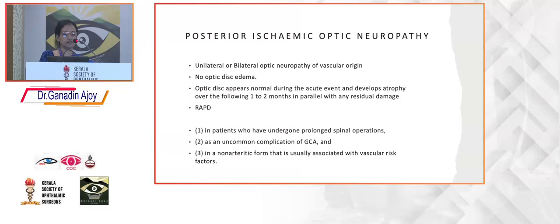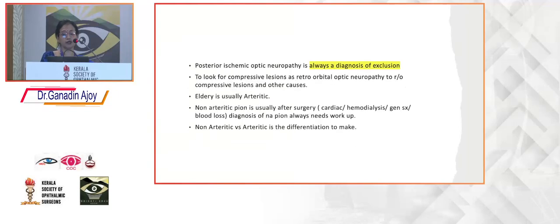Coming to posterior ischemic optic neuropathy, a unilateral or bilateral neuropathy of vascular origin, there is no disc edema, the disc appears normal, and RAPD is present. It occurs in patients who have undergone prolonged, especially spinal, operations. It can occur as a complication of GCA. And in a non-arteritic form, it is usually associated with vascular risk factors.